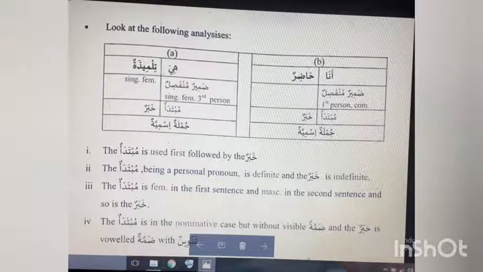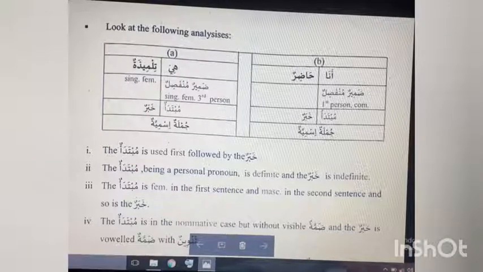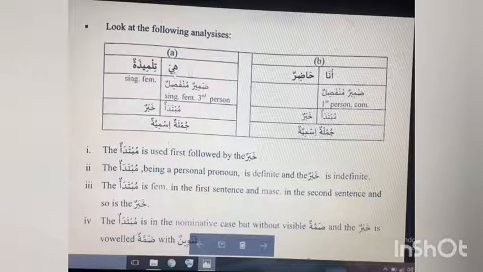Here is a zamir munfasil, and it's used for third person feminine singular. Here it is mubtada because the sentence begins with this pronoun. So here is mubtada zamir munfasil, and tilmizatun is khabar. It is feminine singular tilmiza. Both jointly become jumla ismiya, a nominal sentence.